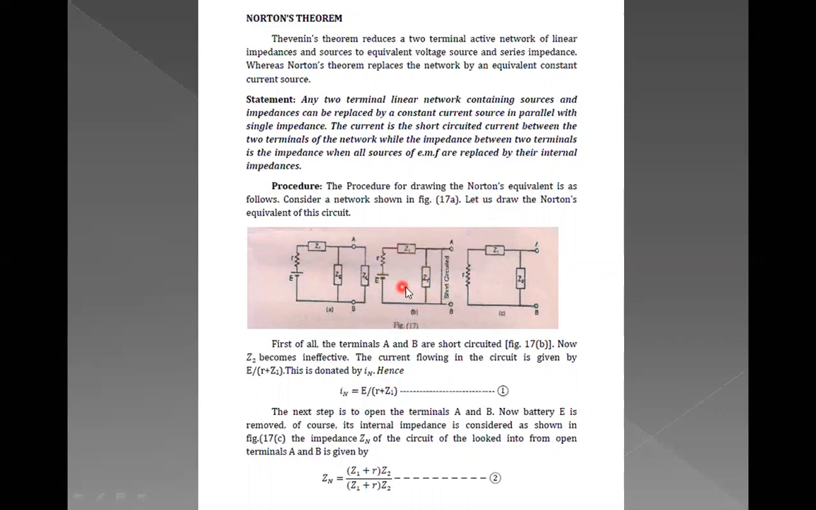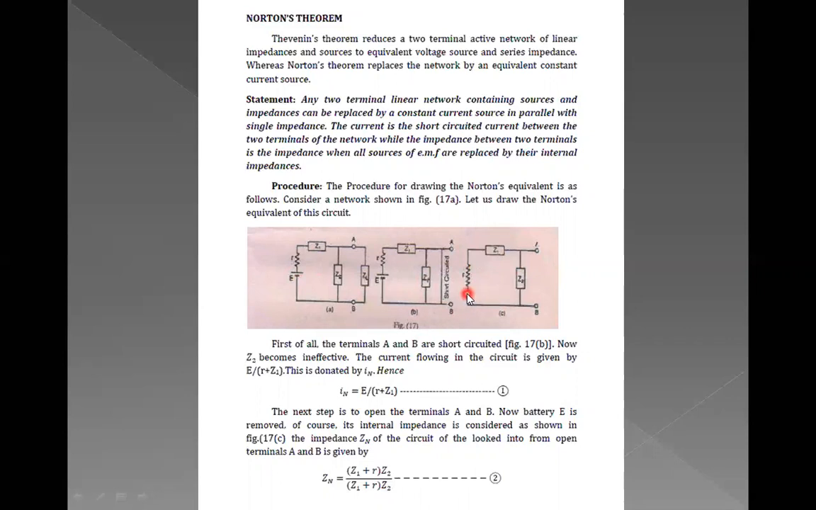How to find the IN value? This is how: terminals A and B should be made short. So IN will be equal to E by R plus Z1. Next we need to find Zn or Rn, isn't it? To find the value of Zn, the battery should be removed. Follow figure C. Here we have removed the battery.